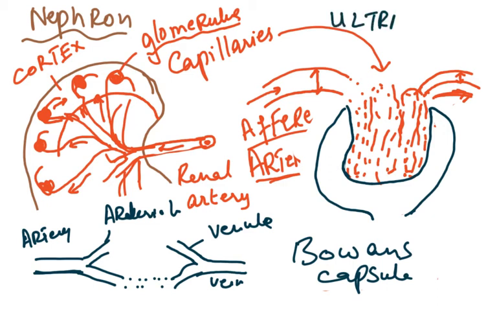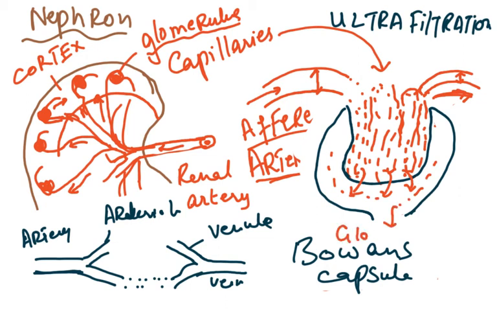ultrafiltration. Ultrafiltration is going to take place here, and the blood is going to filter out into this, out of the capillaries. And this liquid here is called glomerular filtrate. As it filters out, the liquid here is given a special name, and that is called glomerular filtrate.